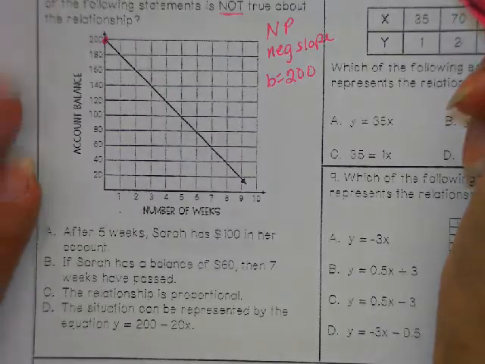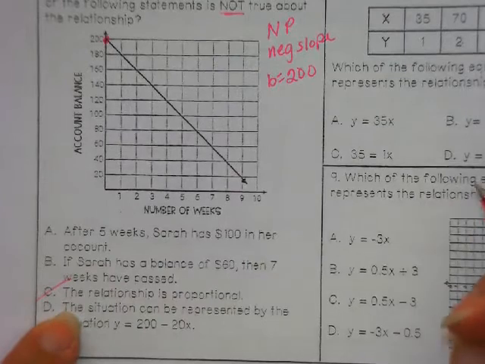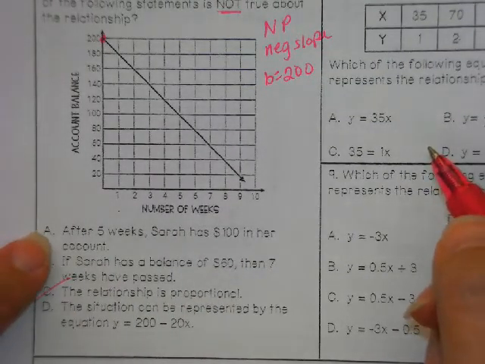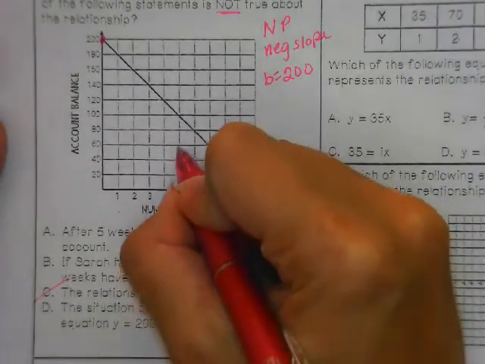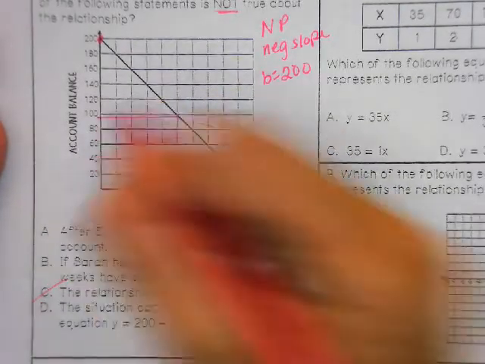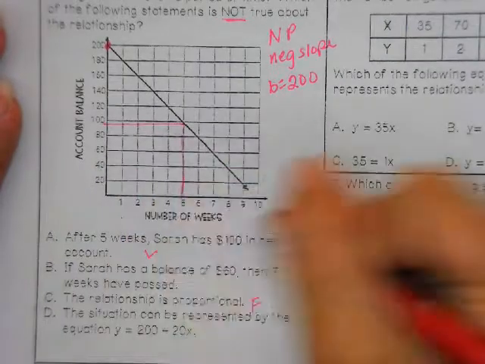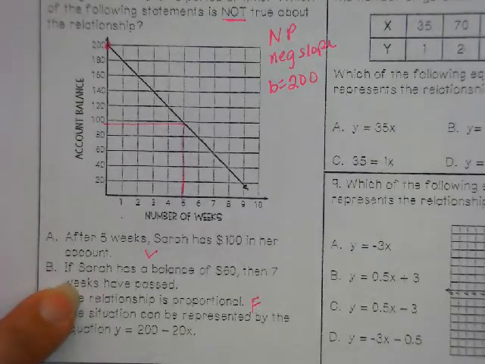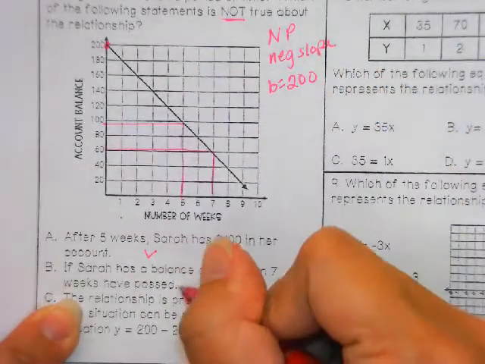Okay, so these are all things we noticed. So look, I know that C is wrong. C says it's proportional. All right, make sure you read all of these. After 5 weeks, Sarah has $100 in her account. Well, let's use the graph. Here's 5 weeks. Actually, we're looking for the false one. So this is false. This is true. Sarah has a balance of $60 when 7 weeks have passed. All right, here's 7 and 60. That's true.